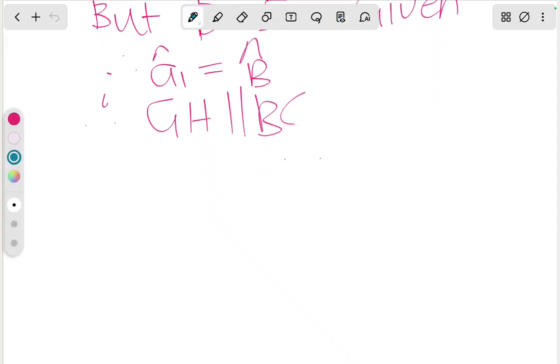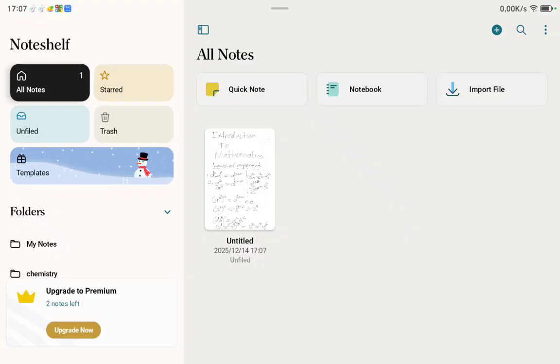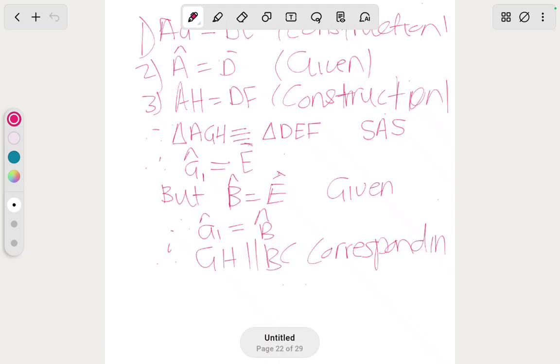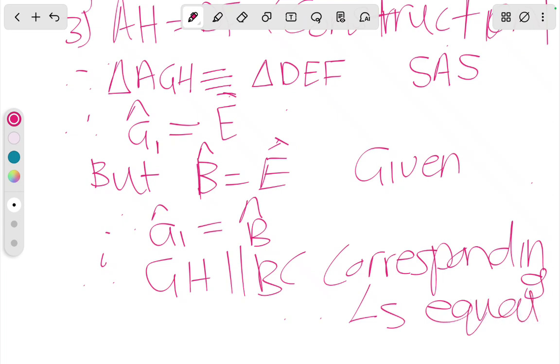So our reasoning is going to be corresponding angles, oh sorry, my mistake. Let me go back. Sorry about that. Corresponding angles equal. Okay, take note that I'm not saying corresponding angles are equal. I'm saying corresponding angles equal. That's how you prove, because if you say corresponding angles are equal, it means that you have already proved that they are equal, but we haven't proved that they are equal. So that's why we say corresponding angles equal.